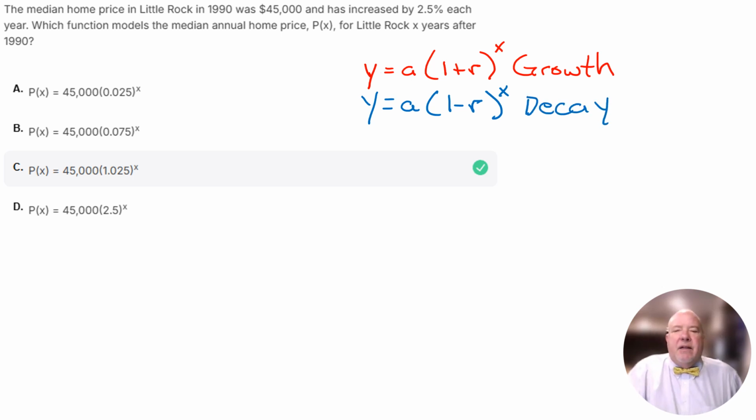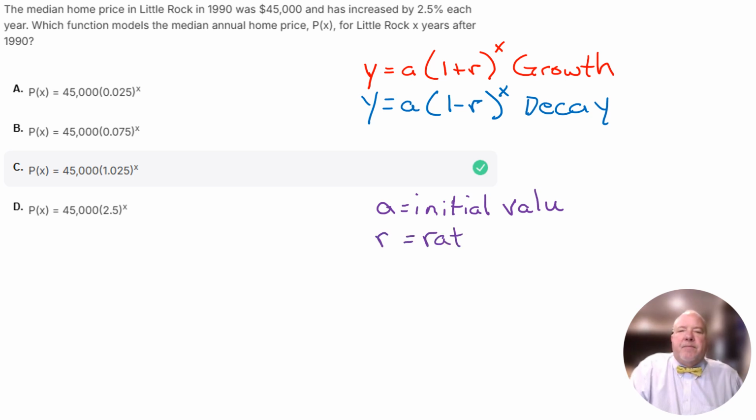So the A in here stands for the initial value. A is the initial value. It's what it starts at. In this case, that's going to be the $45,000. That's what the price starts at. So the initial value, R is the rate, and that needs to be as a decimal. Rate as a decimal, not as a percent. So if you're given a percent, you have to divide it by 100.